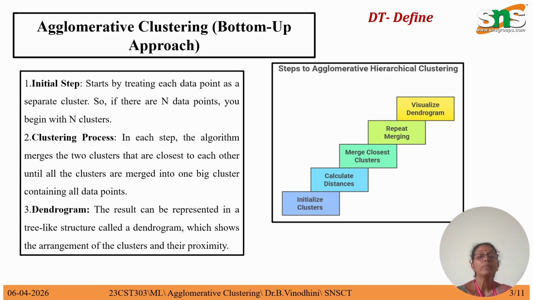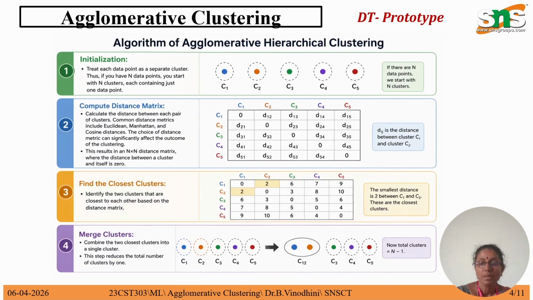First, we will see what agglomerative clustering is. In agglomerative clustering, the initial step is treating each data point as a separate cluster. After that, we merge the cluster with the closest data point: compute the distance matrix of each data point, find the closest clusters, and merge them. These are the steps in the agglomerative approach.